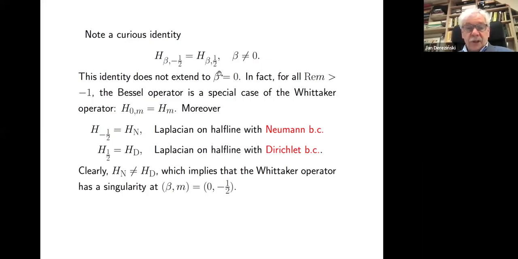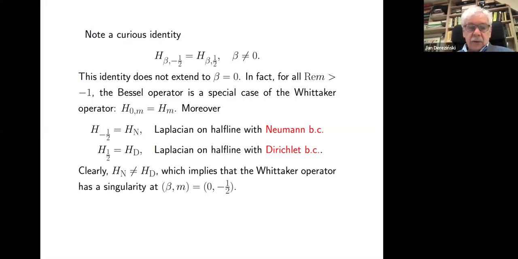This is an identity which is not true for beta equal 0. If you don't have the Coulomb potential, then you don't have this. And actually, for beta equals 0, the Bessel operator is a special case of the Whittaker operator. The -1/2 case is the Laplacian on the half-line with the Neumann boundary condition at 0, and for 1/2, it is the Laplacian on the half-line with the Dirichlet boundary condition at 0.